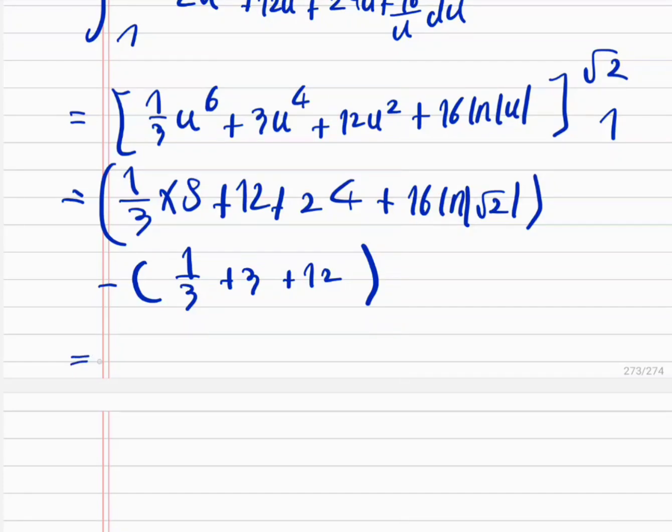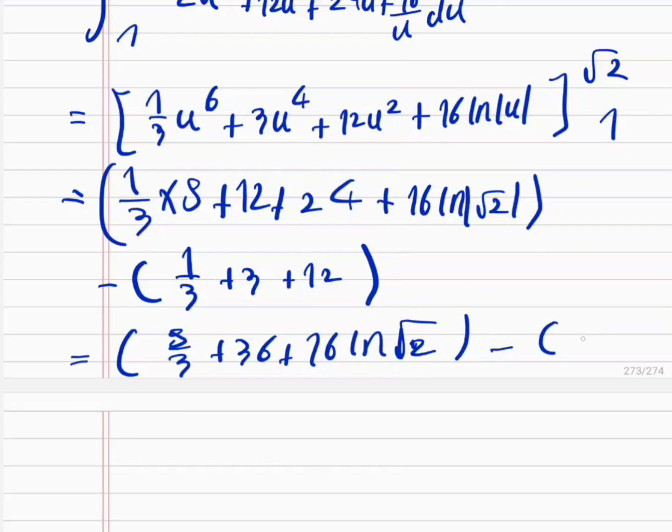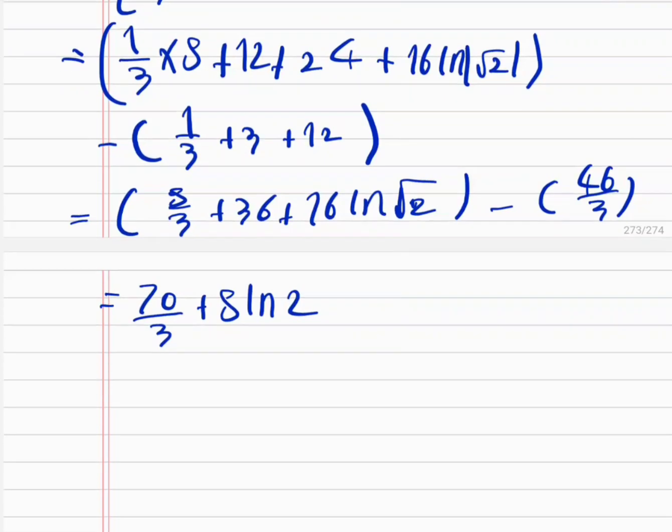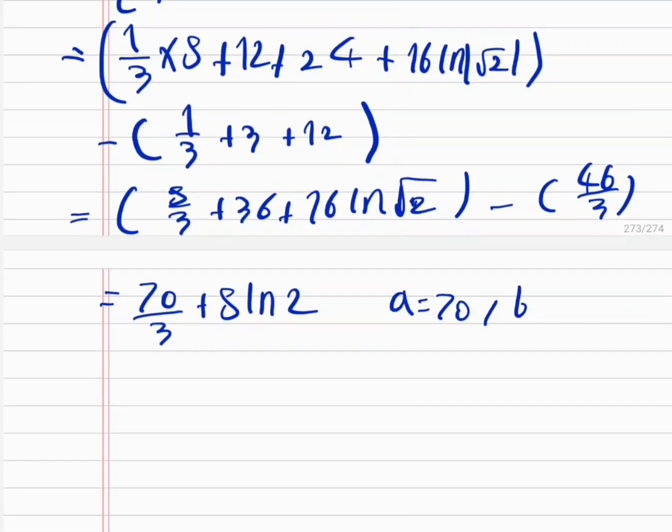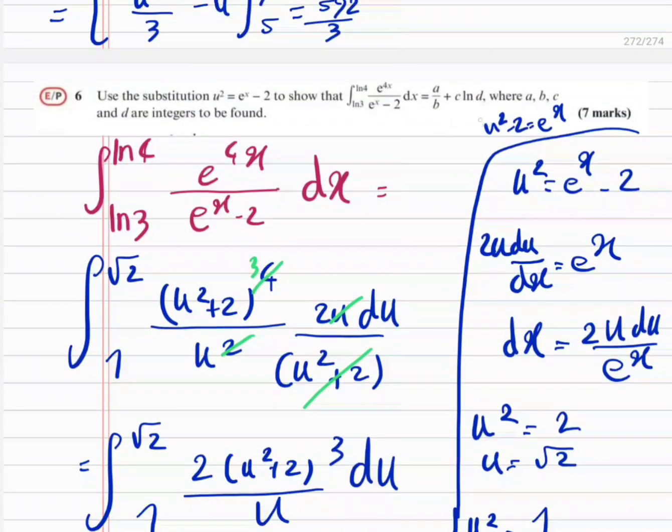Once we simplify, for the top we have 8 over 3 plus 36 plus 16 ln root 2, and the bottom is just 40 and doesn't change. So we have 46 over 3 here, and now we'll get 70 over 3 plus 8 ln 2. So a is 70, b is 3, c is equal to 8, and d is equal to 2, which satisfies the form that they ask for.